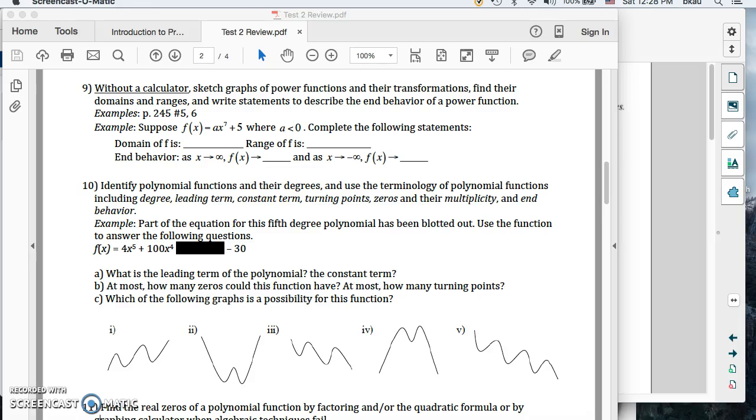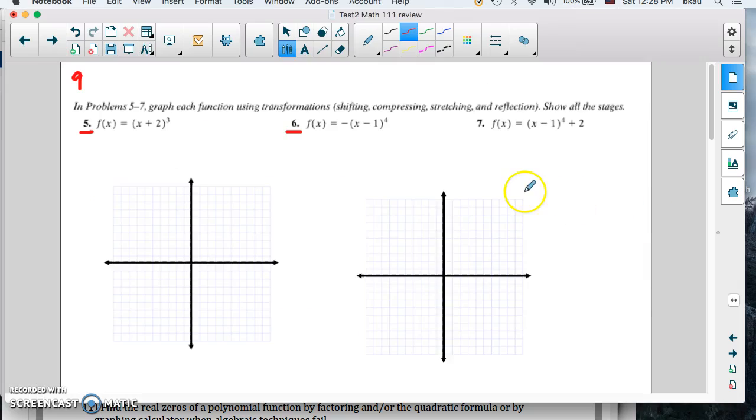Welcome back, and in this video we're going to start with problem number 9, which is without a calculator, sketch a graph of a power function and their translations. Find the domains and range and write a statement that describes the end behavior of a power function. So we're going to start with that one. We have 5 and 6 here. That's power function x to the third on this one. So you should know how to graph x to the third.